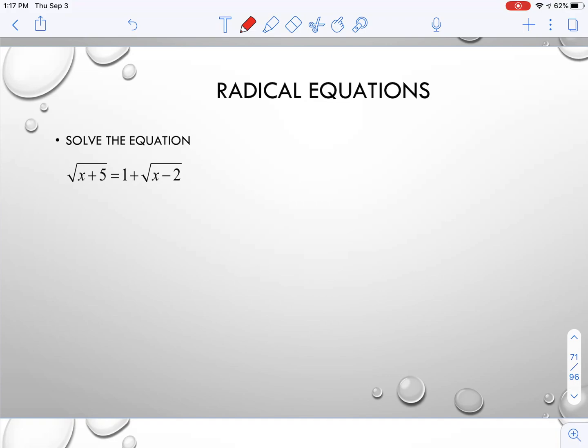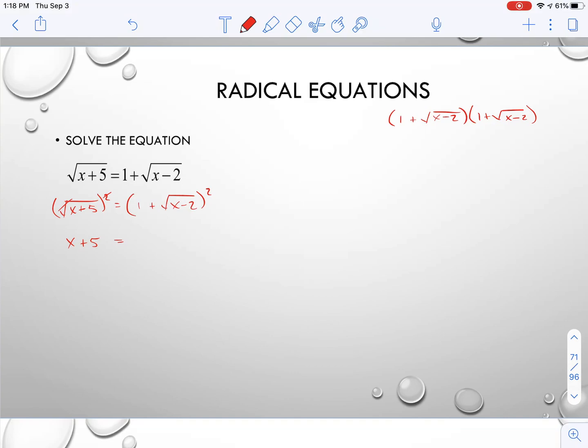So what I'm going to do is square both sides of my equation. So we're going to have the square root of x plus 5, squared, equals 1 plus the square root of x minus 2, all squared. Now on the left, these are simply going to cancel one another out, and I'm going to have x plus 5. However, on the right, this is going to be a little interesting because I'm really going to have 1 plus the square root of x minus 2 times 1 plus the square root of x minus 2. So I'm going to need to actually FOIL this out.